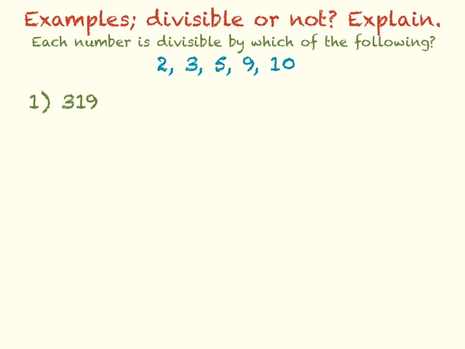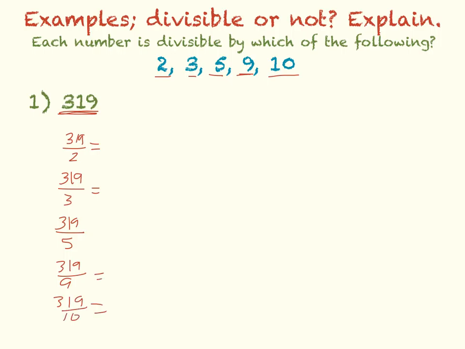Now for this next one, we just want to find which of these numbers, 2, 3, 5, 9, and 10, are divisible by the previous number. Which of them is 319 divisible by? So what I'm going to do is I'm going to do 319 divided by 2, 319 divided by 3, and I'm going to find all these numbers. 319 divided by 5, 319 divided by 9, and 319 divided by 10. And I'm going to figure out which one of them are nice, round, even numbers.